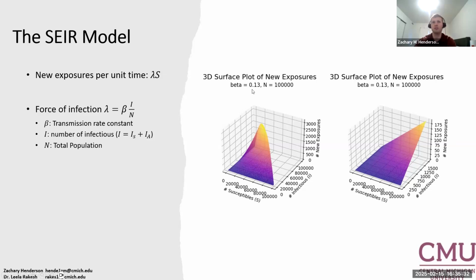If we consider beta equal to 0.13, which is around the parameter we're going to use later, and suppose that N is about 100,000 as a population, we get this type of 3D surface plot for the number of new exposures. Along this axis, if there's nobody susceptible, there's nobody to get exposed, so there are no new exposures. And same here, if there's nobody infectious, then there's nobody to pass on the disease, so there are no new exposures. We find there's some optimal point between the number of infectious and the number of susceptibles. But realistically, not that much of the population is infectious at once, so this is the surface plot that we'll be considering for the most part in our models.